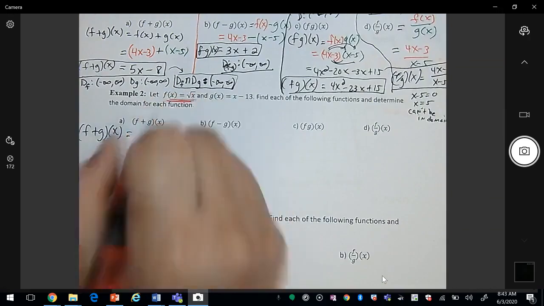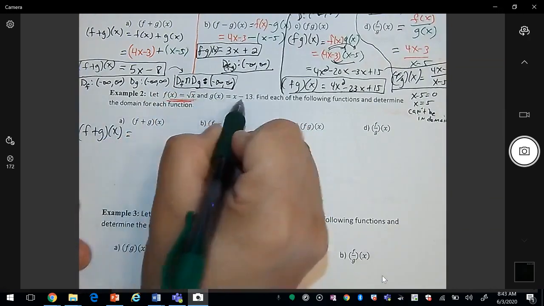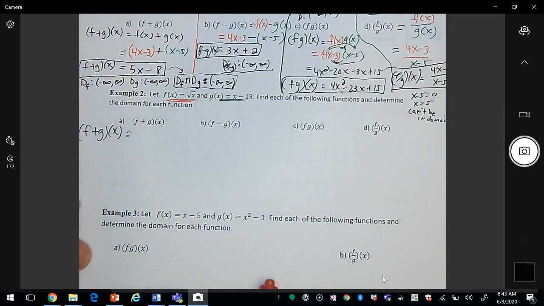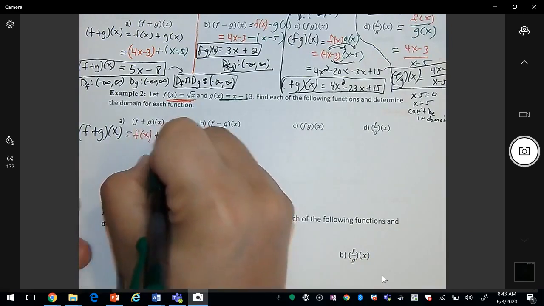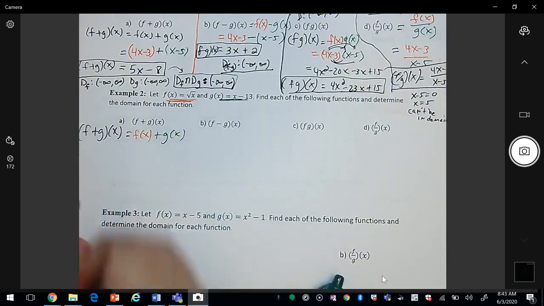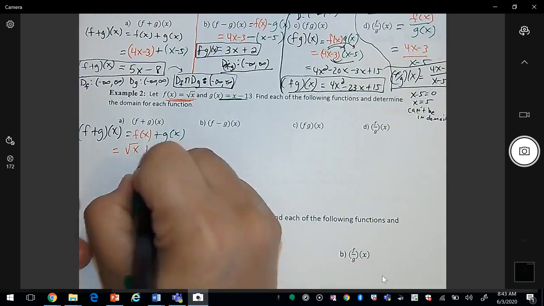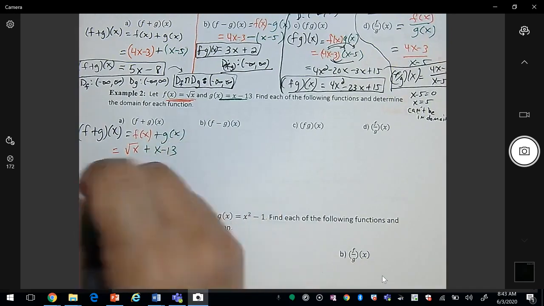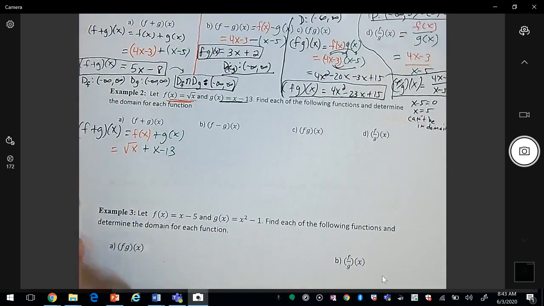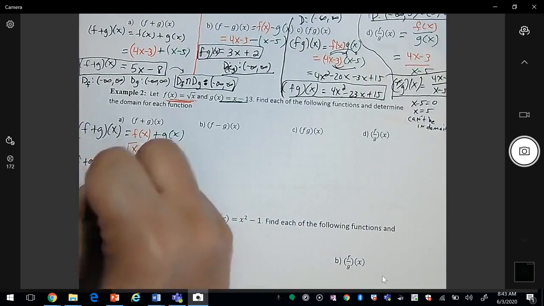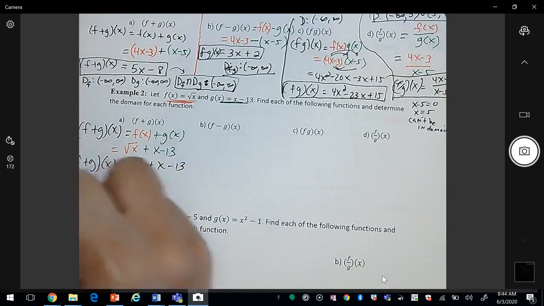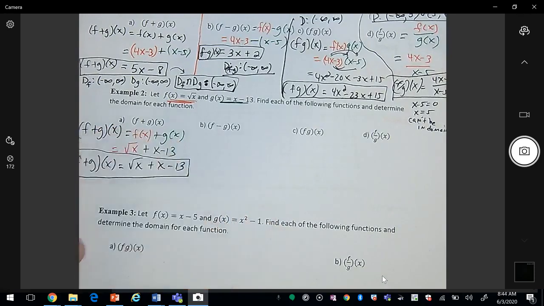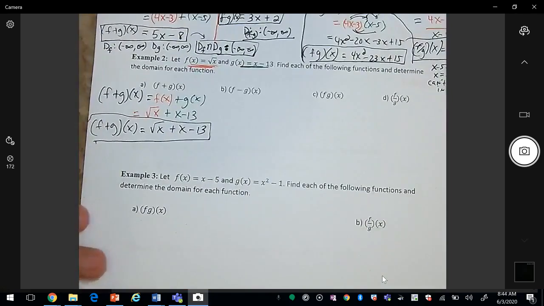So f of x is the square root of x, and g of x is x minus 13. So here I can write this as f of x plus g of x. F of x is the square root of x, and g of x is x minus 13. Simplify. Square root of x plus x minus 13. I can't combine those terms. And so now we look at the domain.